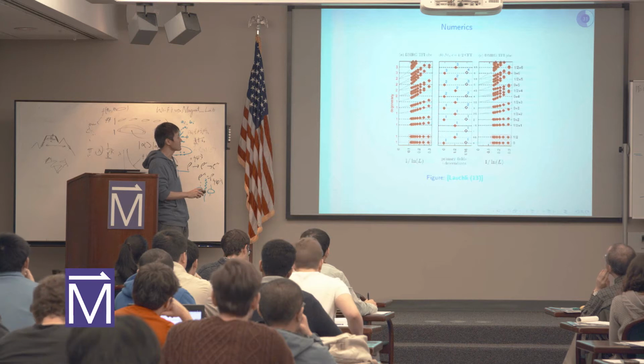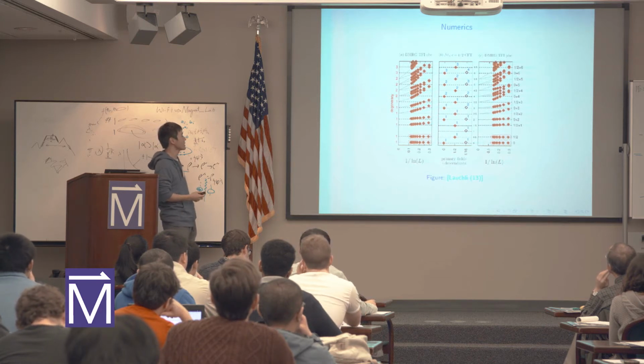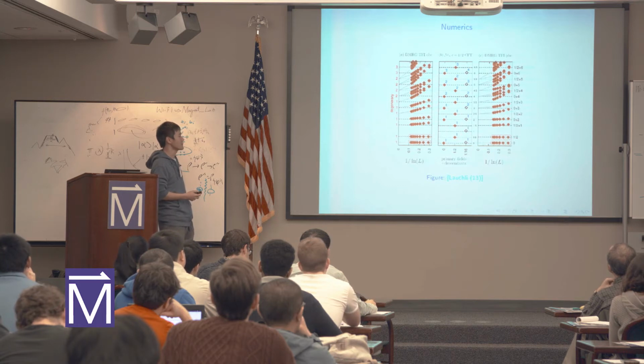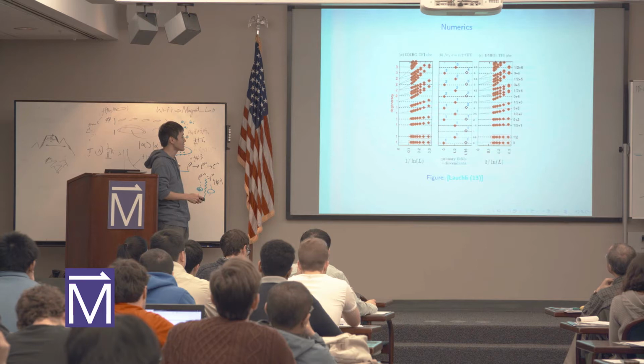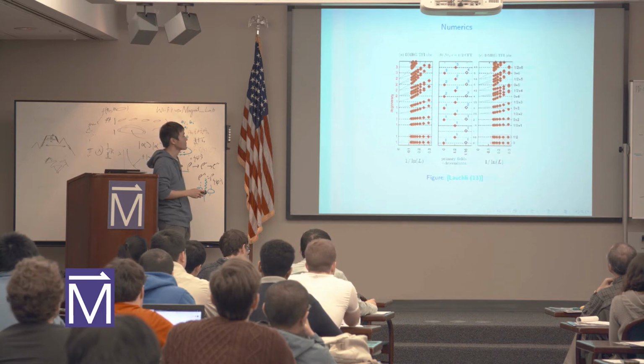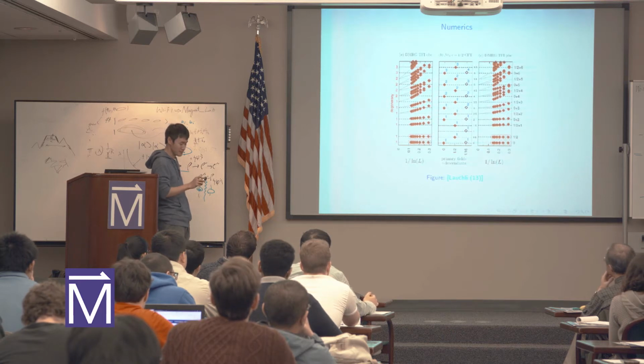For interacting systems, there's numerics, for example, this is for the transverse field Ising model at the critical point, done by Andreas Läuchli. He observed also the 1 over log L, where L is the subsystem size, scaling of the entanglement spectrum.